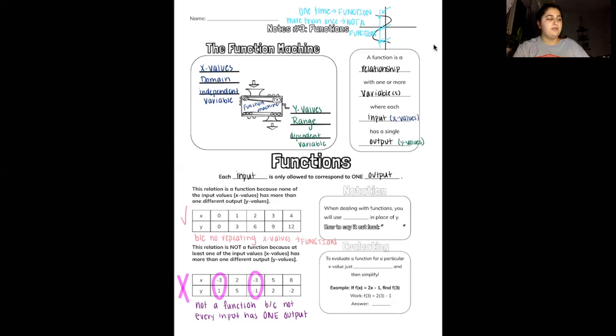So the table and the vertical line test are really saying the same thing. They're just different ways of looking at it. And then we have a little bit of important notation that we've got to talk about.